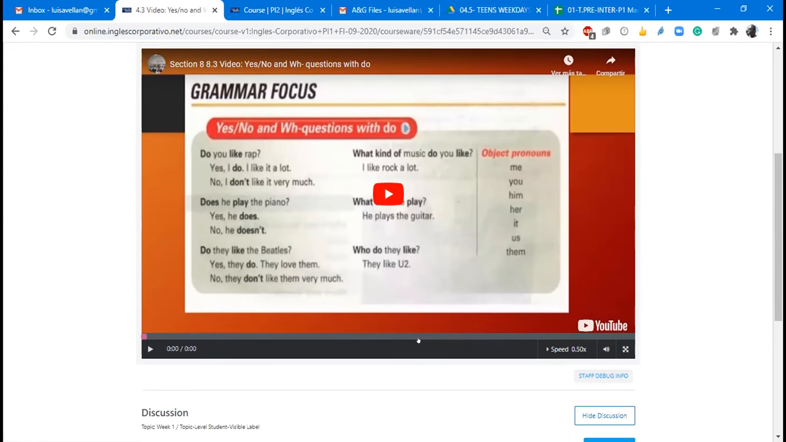Now that we have refreshed our memory, you will see here, do you like, does he, do they, what kind of music? And then who do they like, and what does he play, maybe you can see. And then we have me, you, him, her, it, us, and them. Object pronouns. Okay, now just let me share the computer sound before I play.